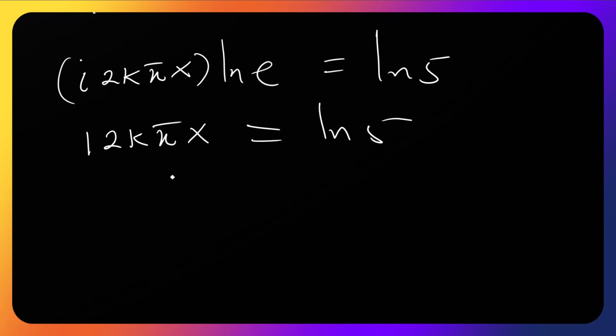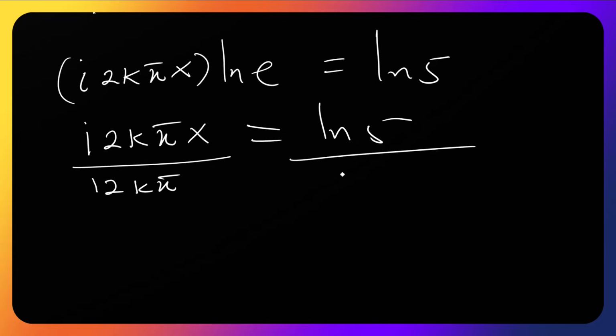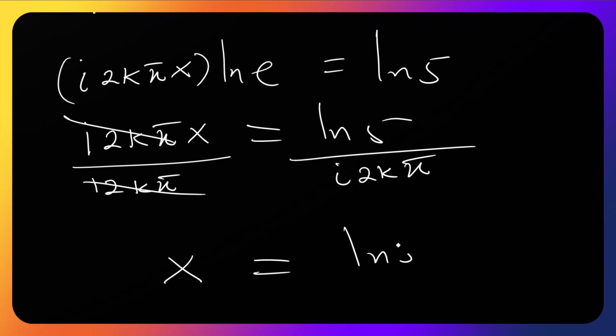From here, we can divide both sides by i 2k pi, so this one will go. My x is ln of 5 over i 2k pi.